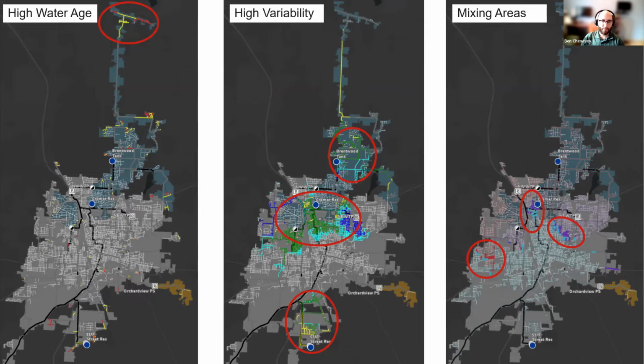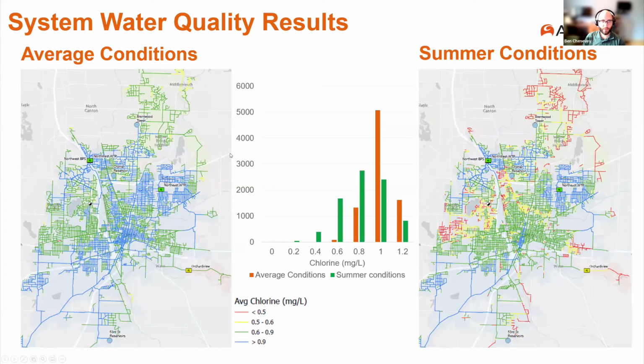variability, both in terms of water age and chlorine, especially surrounding their storage tanks, and then the mixing areas between the different plants, because they've had historic challenges with some of those mixing areas. We also combined all three of those results with things like the chlorine simulation results from MSX.